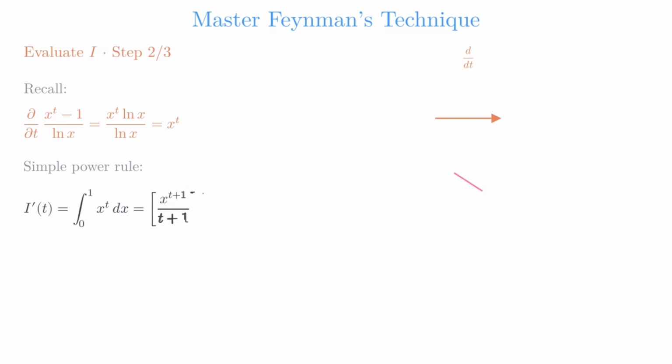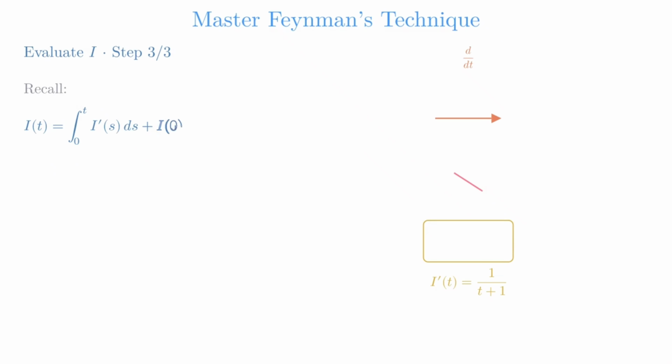Now we just integrate x to the t, which is a simple power rule. The result is 1 over t plus 1. I prime of t is just 1 over t plus 1. Now we integrate back to find I of t.